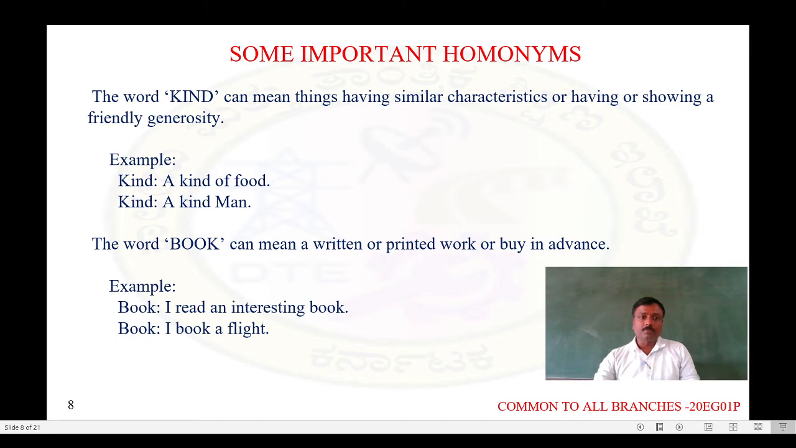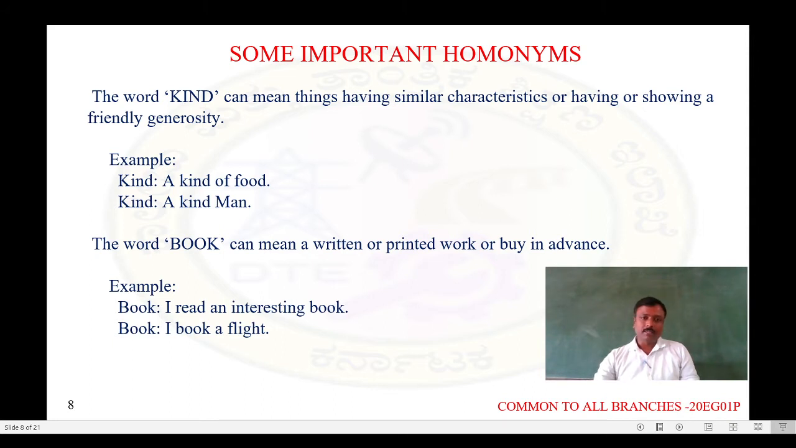The word book can mean a written or printed work, or to buy in advance. For example, I read an interesting book. Here book stands for noun. Noun, I hope all of you know, is the name of a place, thing, person, etc. It can be called a naming word. So here book stands for noun.